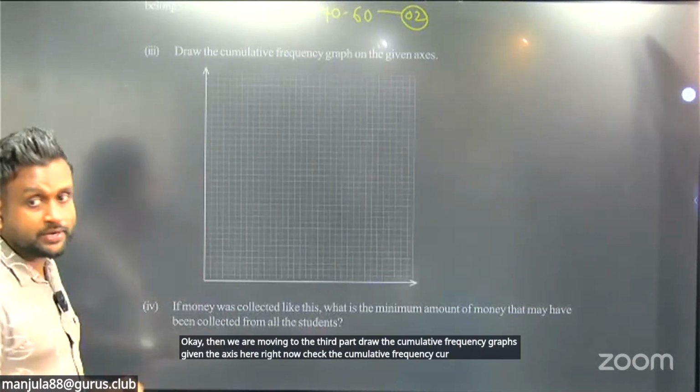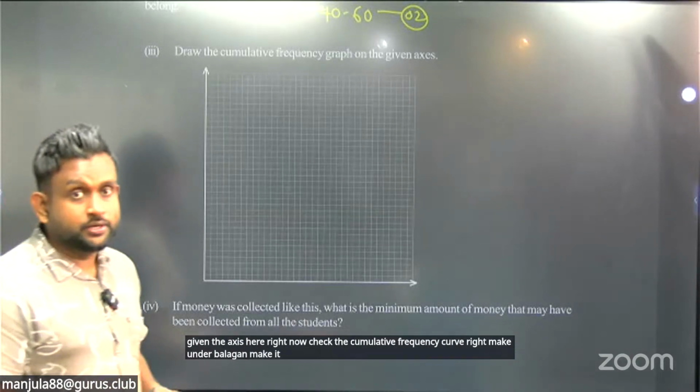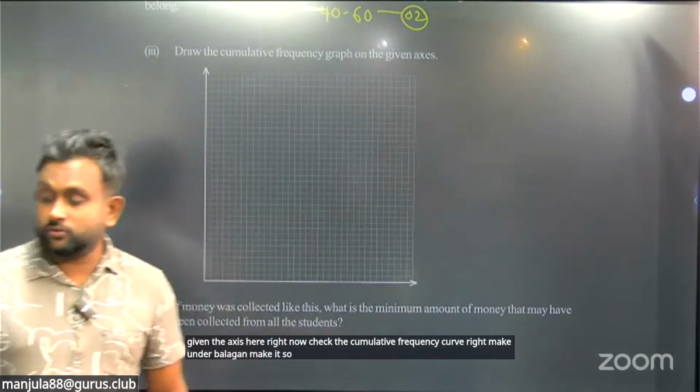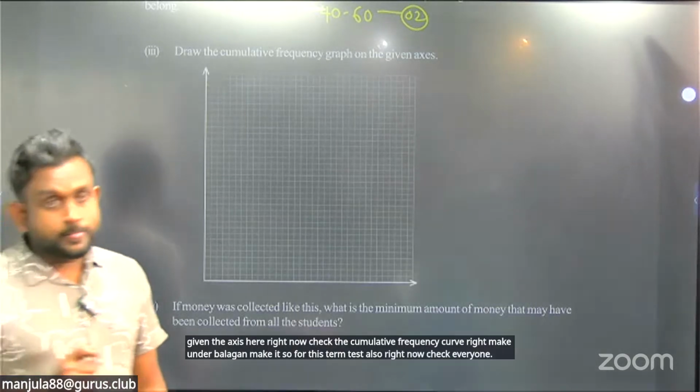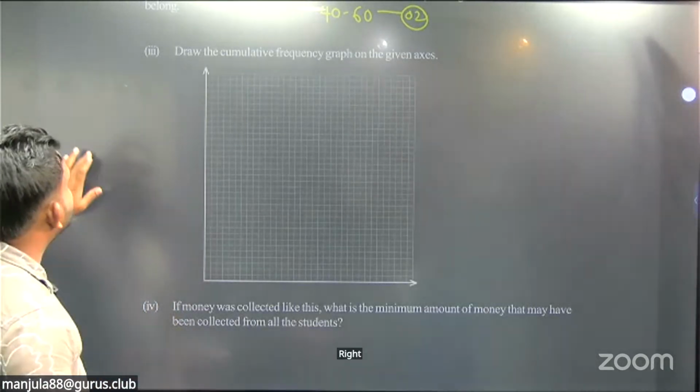Right, make it on the balagan, make it for the exam. So for this term test also. Right, now check, everyone.